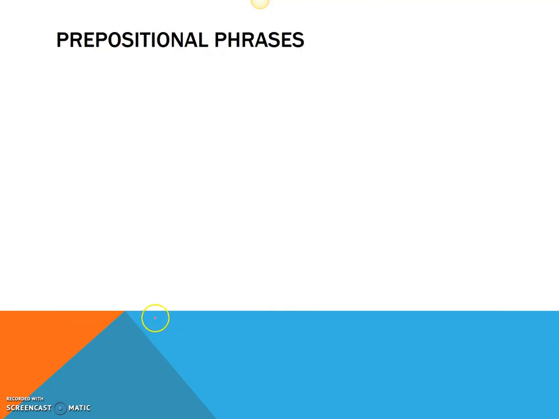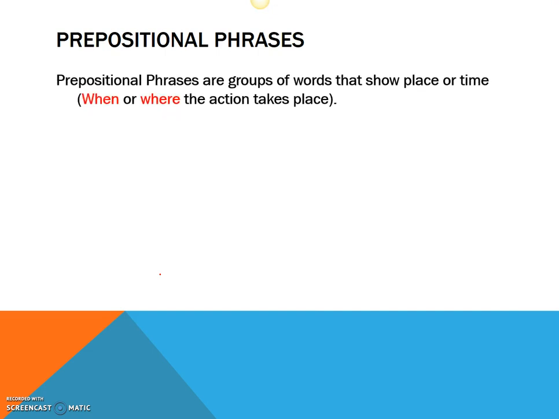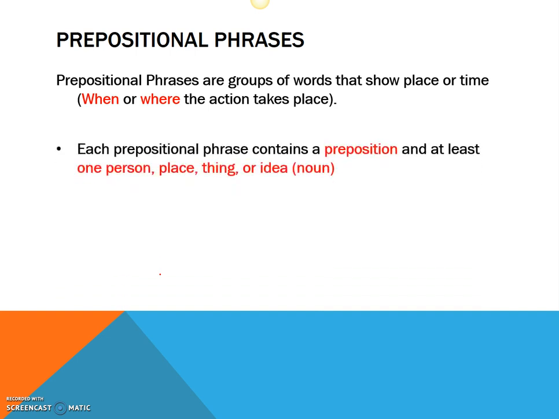Let's talk about the next type of imposter, which is called a prepositional phrase. Prepositional phrases are groups of words that show place or time, when or where the action takes place. So this prepositional phrase helps give the reader a better understanding of when and where actions are taking place. Each prepositional phrase contains a preposition and at least one person, place, thing, or idea, and you should be triggering in your brain right now that that's a noun.